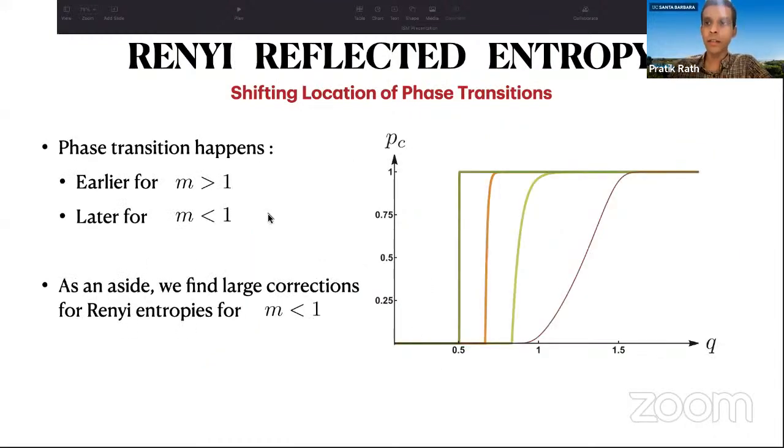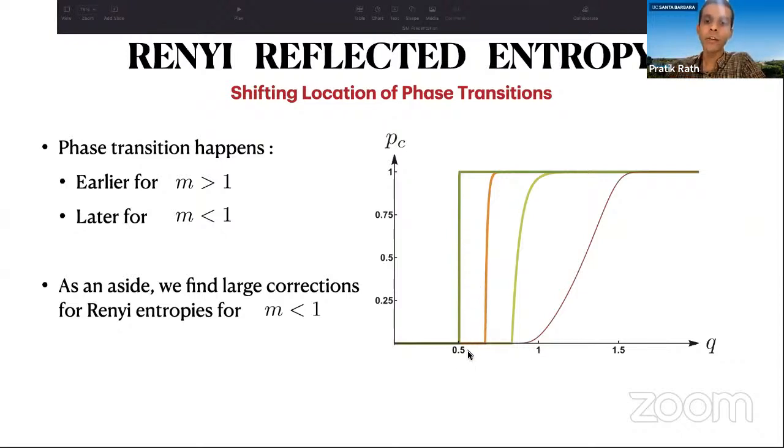Now, we also consider the Renyi versions of this reflected entropy. And the Renyi versions show a novel feature. The novel feature is that the phase transition shifts depending on this Renyi parameter. The location of the phase transition depends on this Renyi parameter m. For m greater than 1, we're essentially considering temperatures that are slightly lower than the temperature of the black hole. So the area is smaller, and so the phase transition happens earlier.